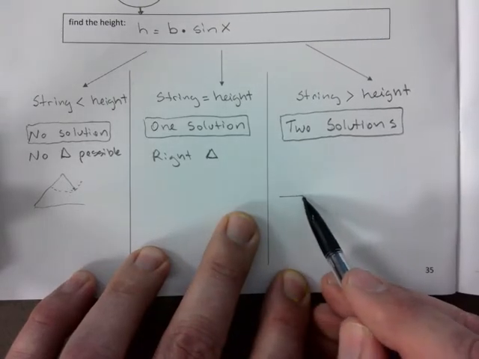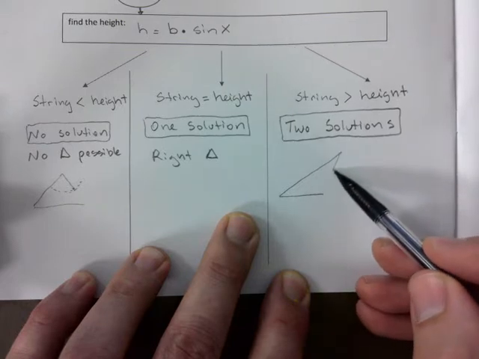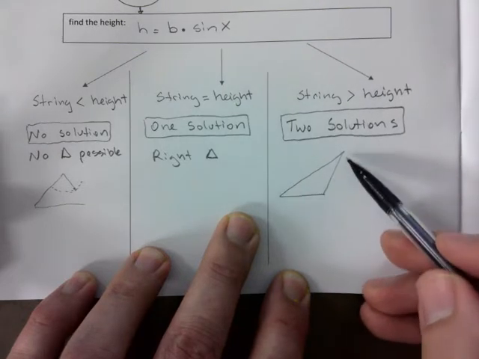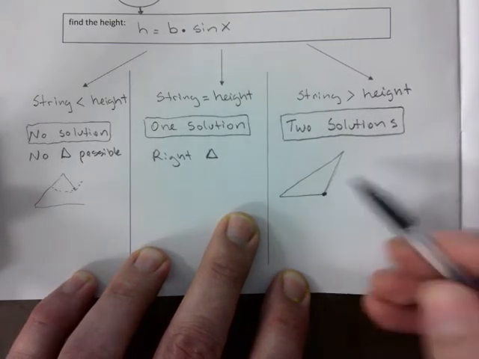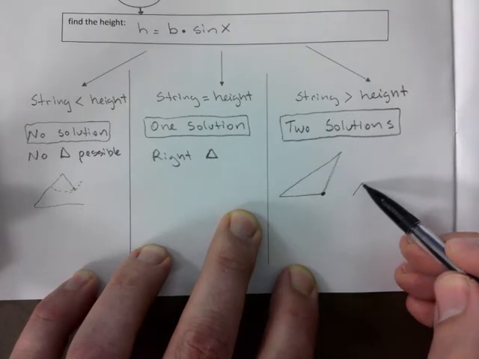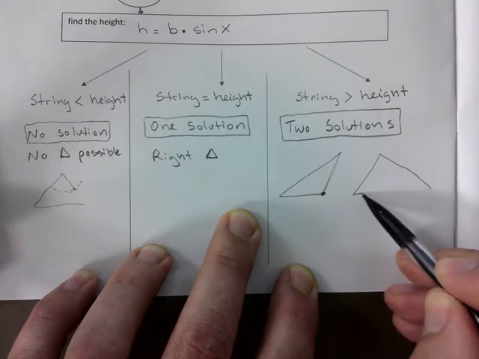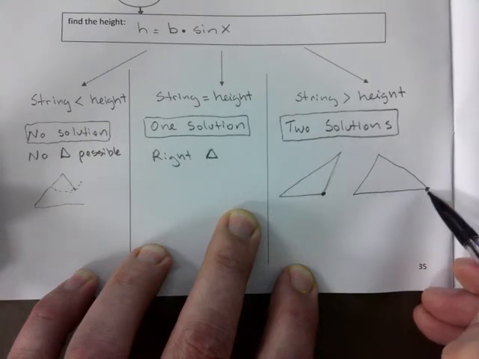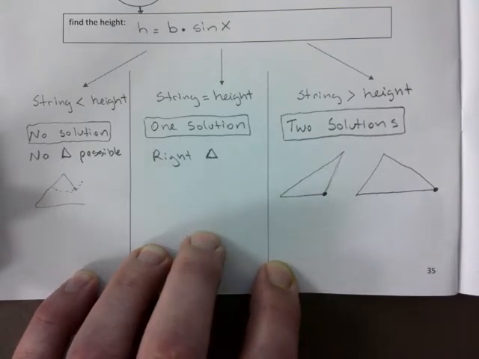One of them looks like this, okay? Like that's when the line swings to the left and hits the bottom here. And the other triangle looks like this. Emphasis on that dot there, right? You have your two solutions.